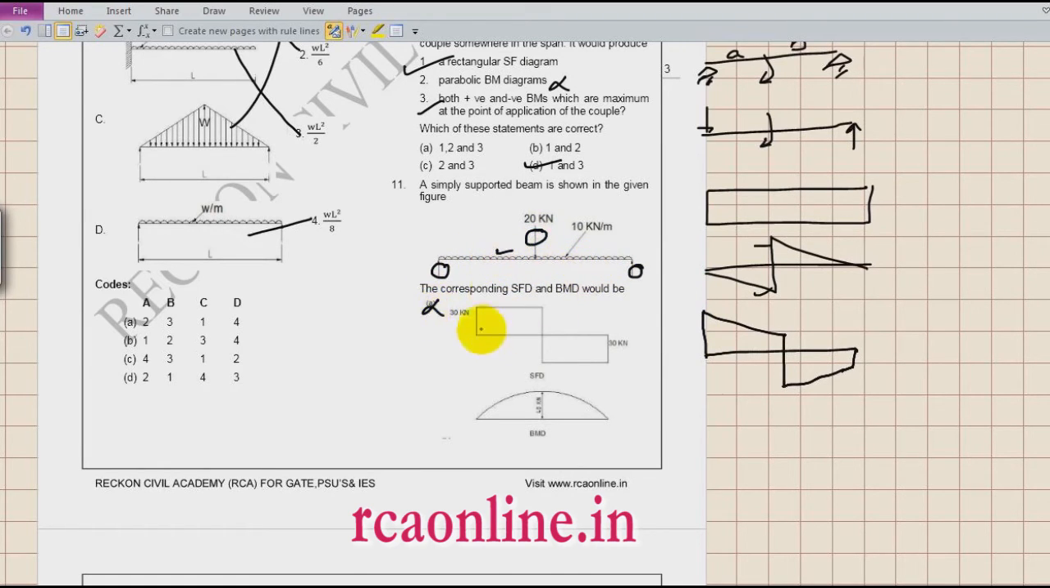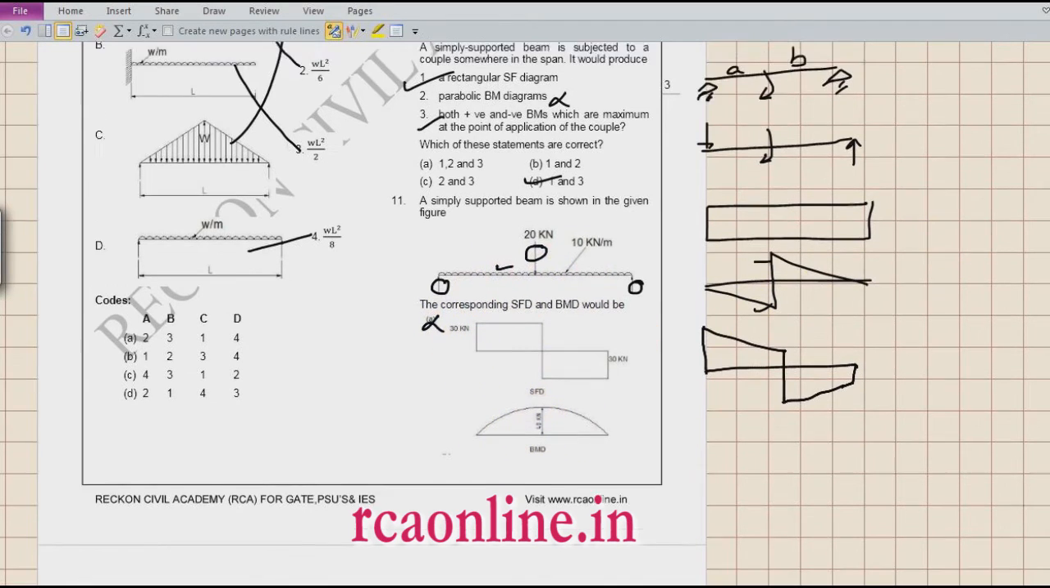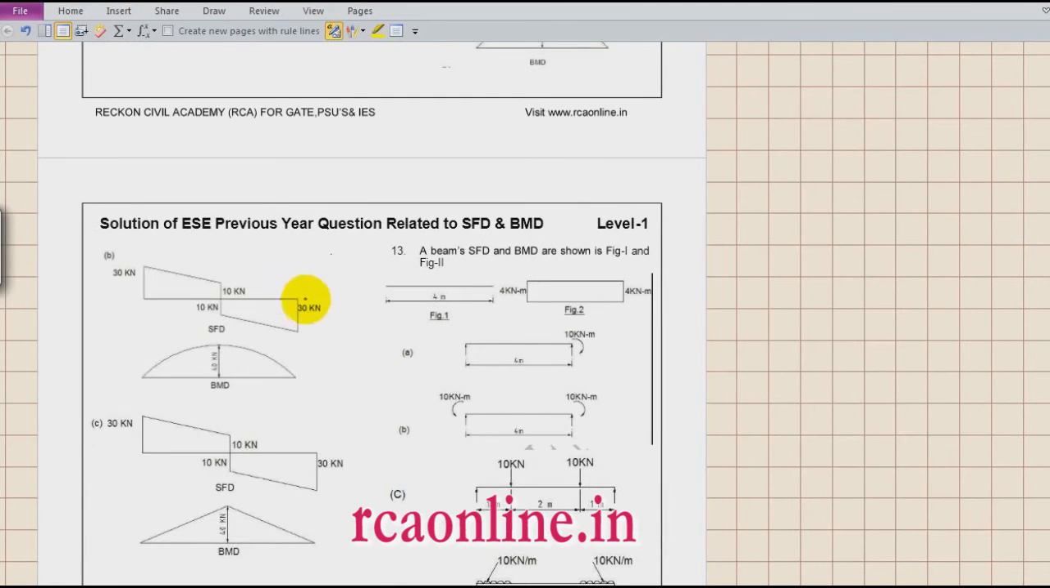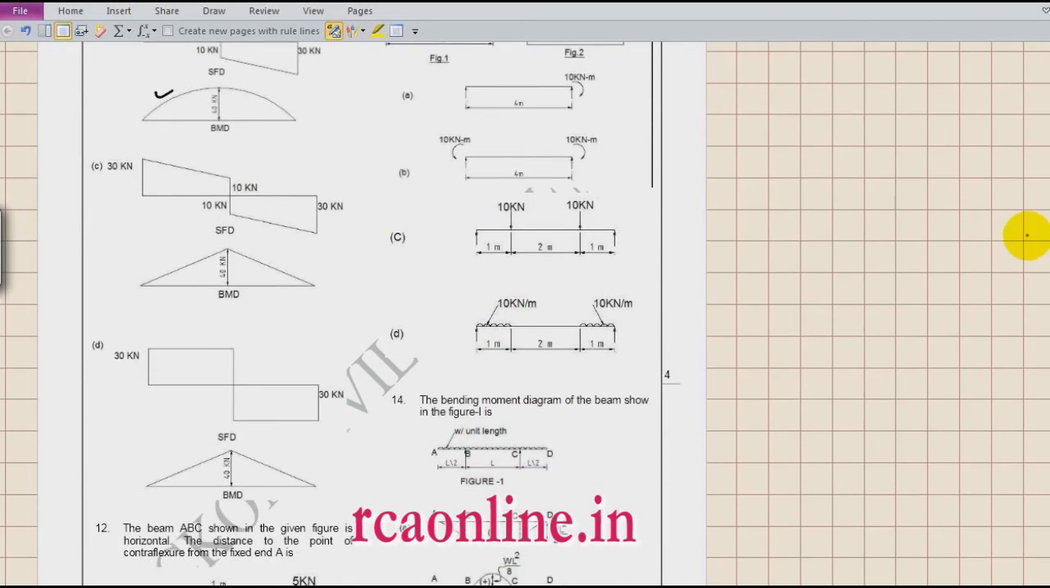So this cannot be the answer. And then a parabolic bending moment. So this cannot be the answer. Now if you see this, then yes, this can be the answer. This is also right. So this can be the answer. I am not saying that this is the answer, but it can be the answer.